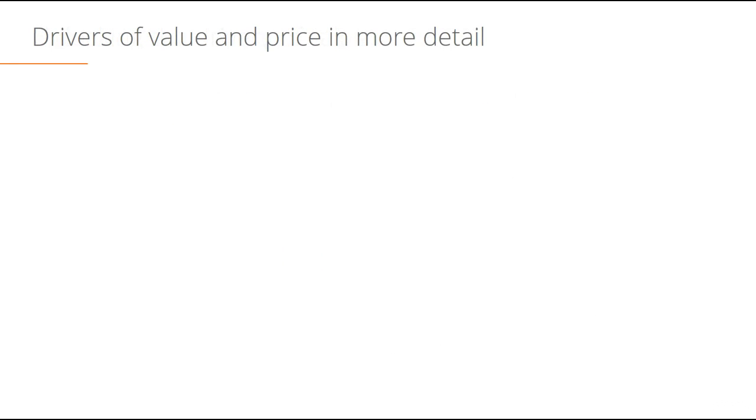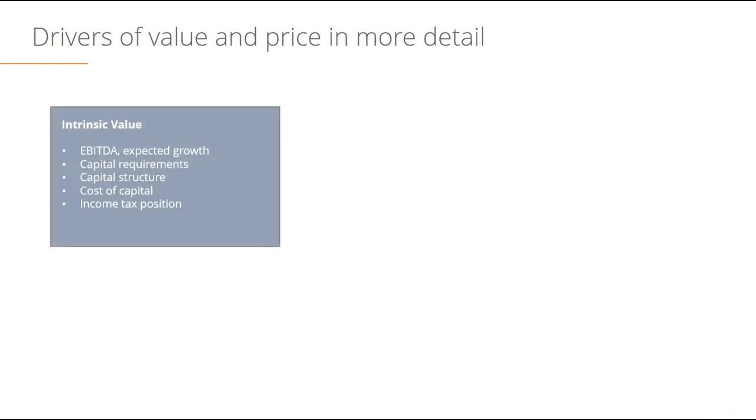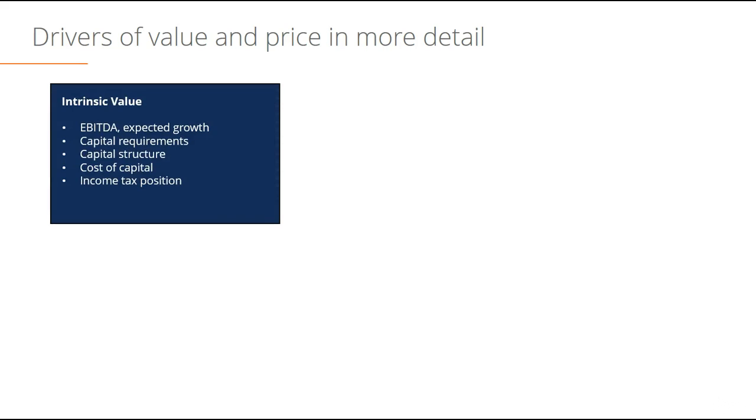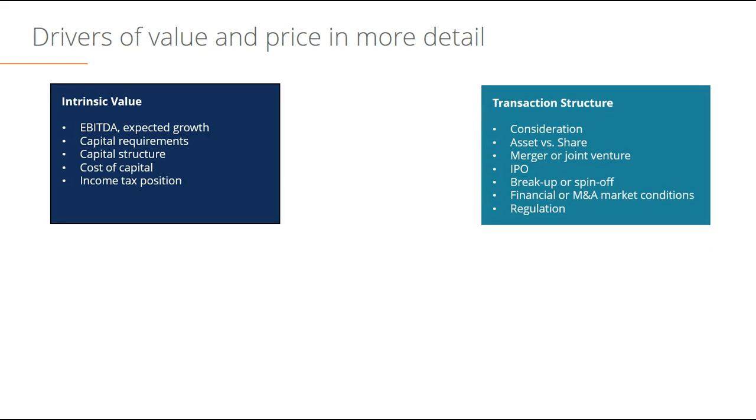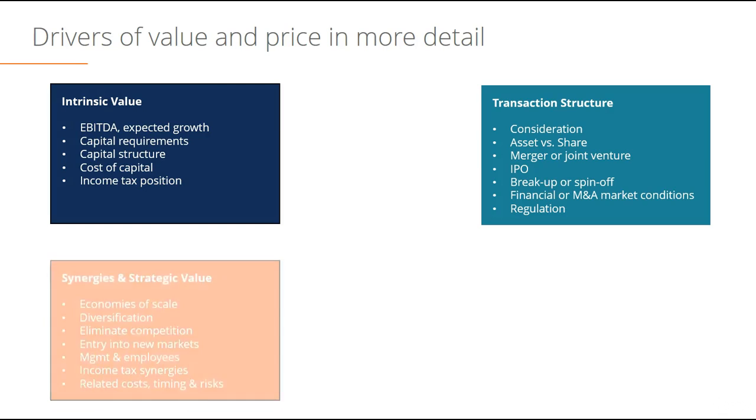Let's look at the drivers of value and price in a little more detail. Intrinsic value is driven by things like EBITDA, expected growth, capital requirements of the business, and the company's cost of capital, as we discussed in the previous section. But we also have to consider, in corporate finance, and particularly with acquisitions, the transaction structure. It's not just the intrinsic value of the business that matters, but also how the deal is structured. What's the form of consideration? Is it cash or shares?